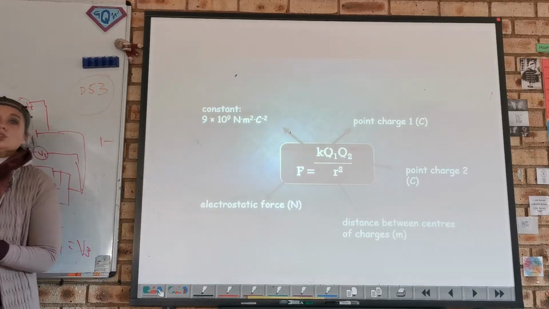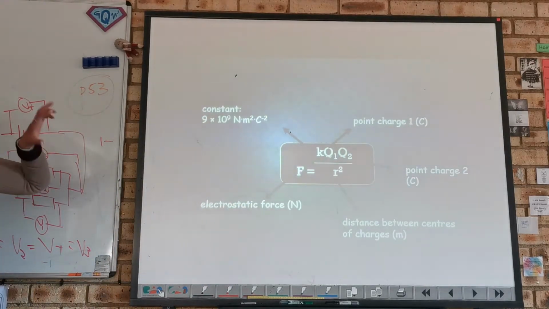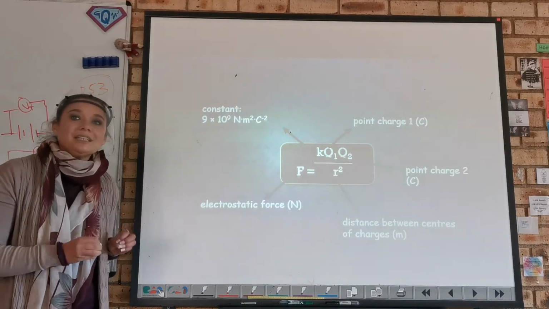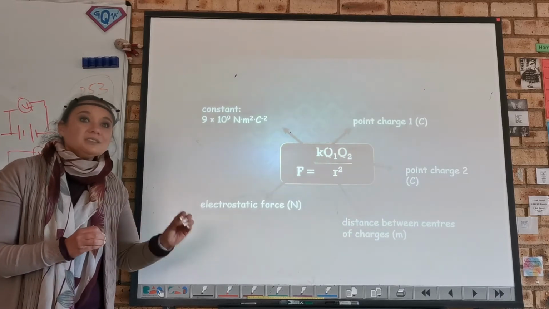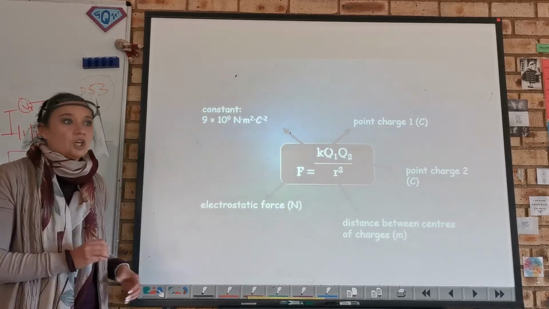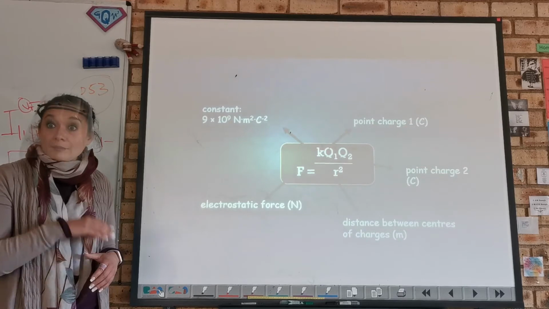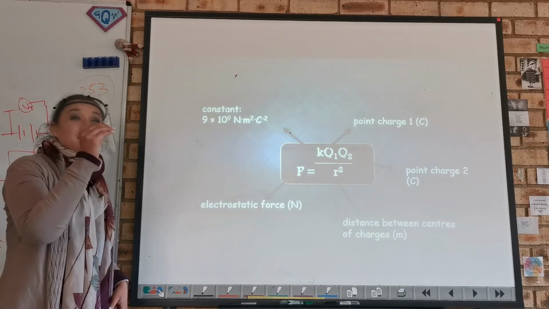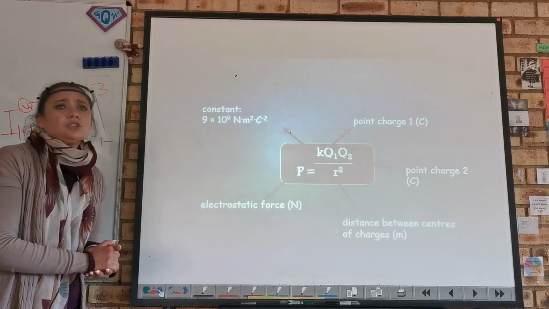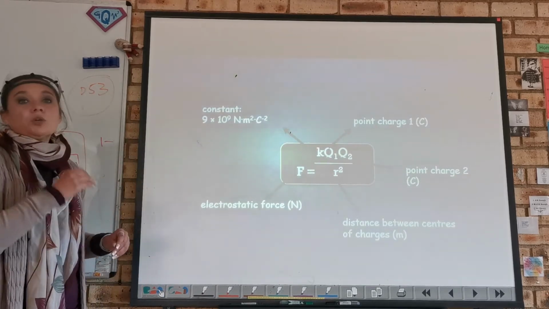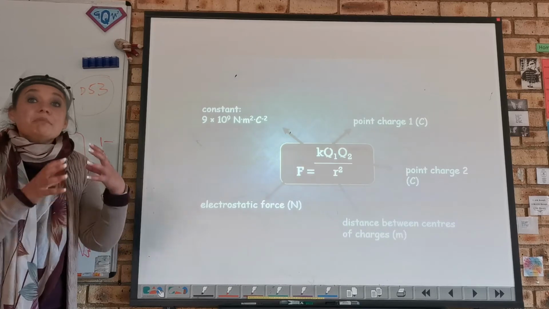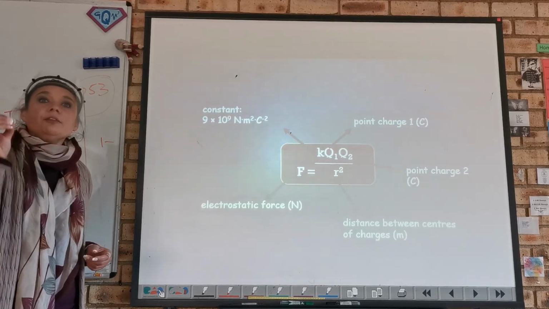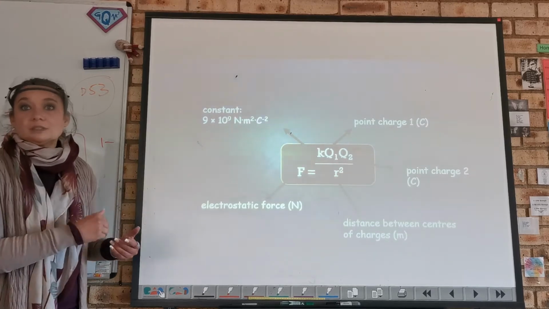It is important to note that in this calculation, we do not take into account the positive or negative sign of a charge. I'm going to say that again. We don't take into account the positive or negative sign of a charge. So if you get told that it's a negative charge or a positive charge, we just use the magnitude in this equation. Okay? And we figure out the force afterwards.